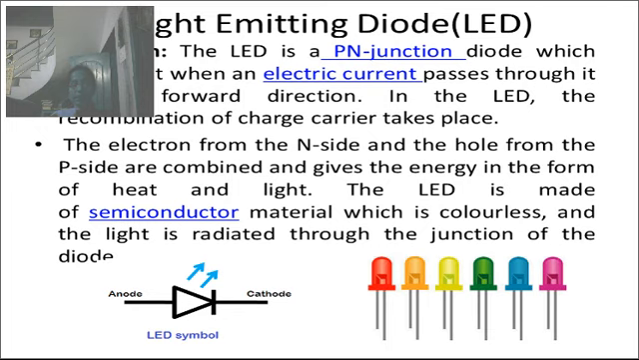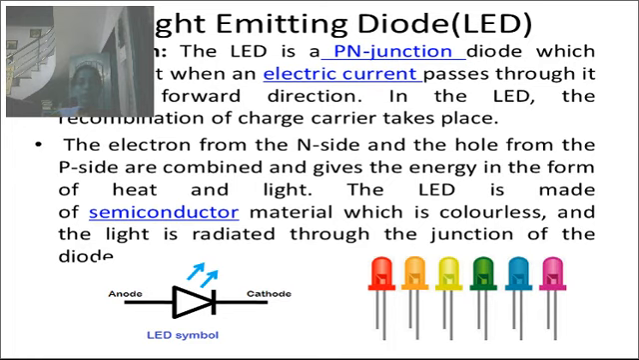The schematic symbol of the light emitting diode is shown in the figure. Here the arrows pointing away from the diode symbol represent the light which is being transmitted away from the junction.